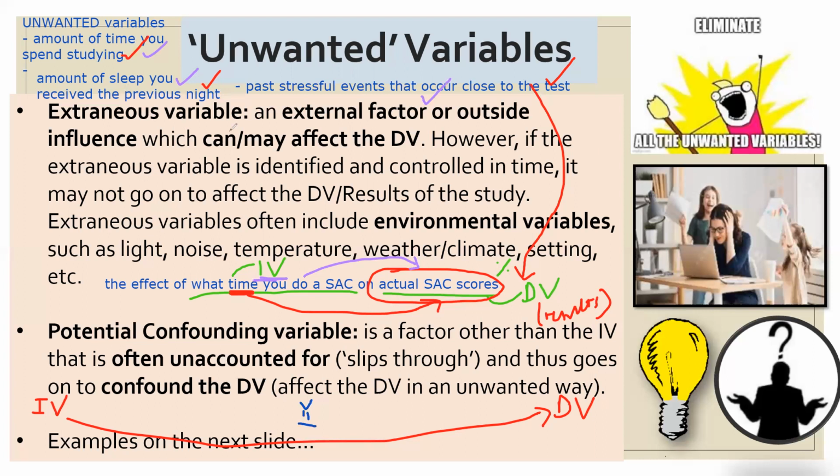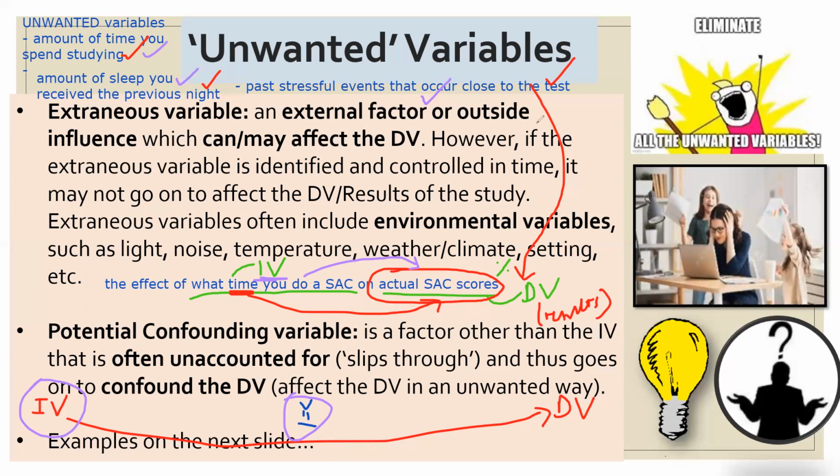Okay. This is why these are called unwanted variables. They make it difficult for us to determine the actual effect of the IV. They're these sneaky little variables that come in between and make it difficult for us to say that, yes, the IV did cause a change in the DV. Okay, so that's basically the idea.